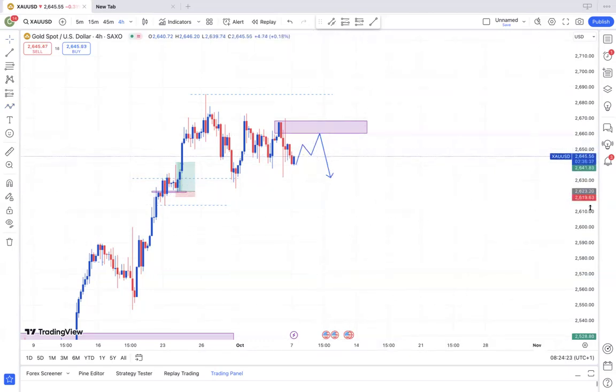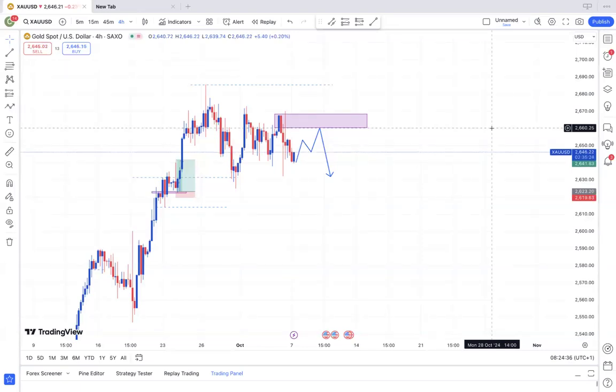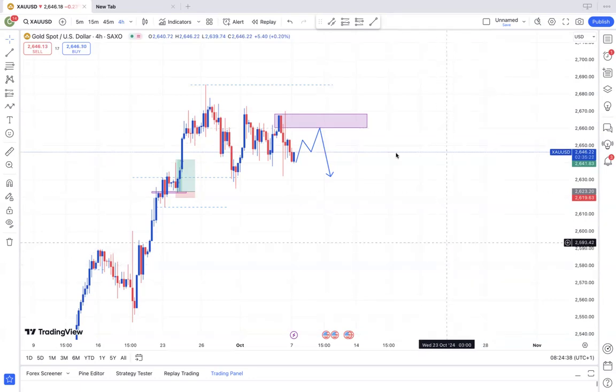That's the first one for XAUUSD. So you might be looking at XAUUSD sells at 2660.25. So your sell limit can be 2660.25. That's the first one.